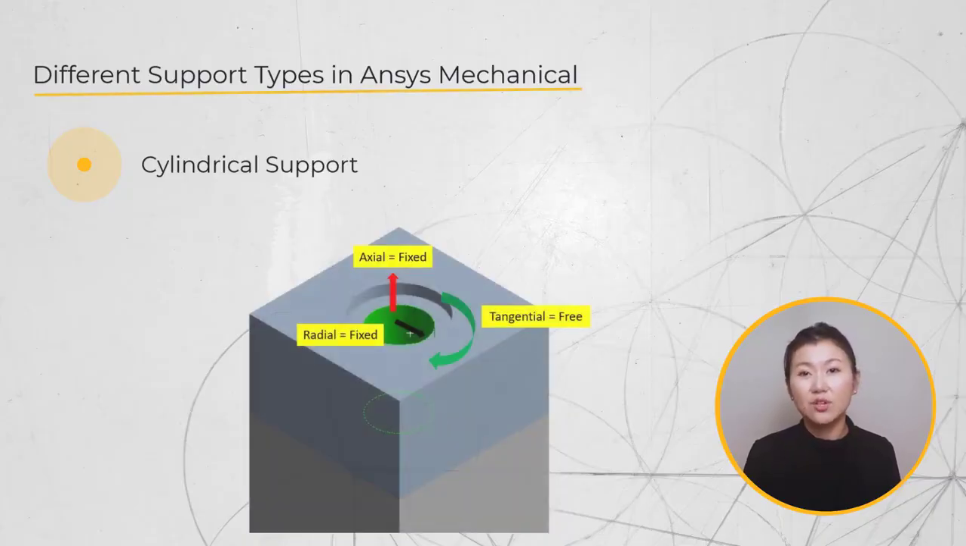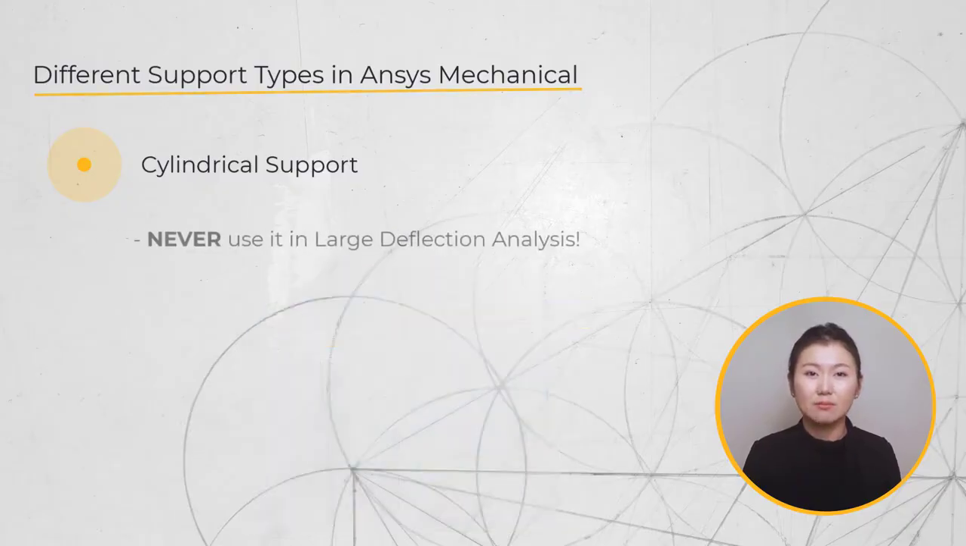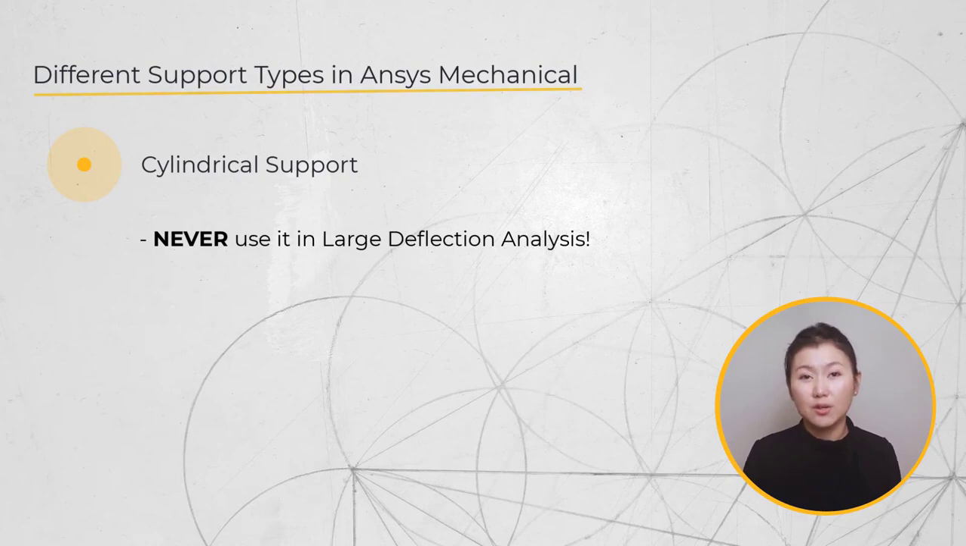If the shaft is free only to rotate, then the tangential motion of the cylindrical support can be set to free, and the radial and axial motion can be said to be fixed. However, we should be careful to only use the cylindrical support in small deflection analysis. Never use them in large deflection analysis.